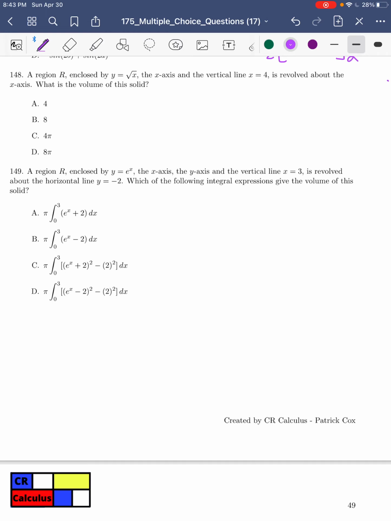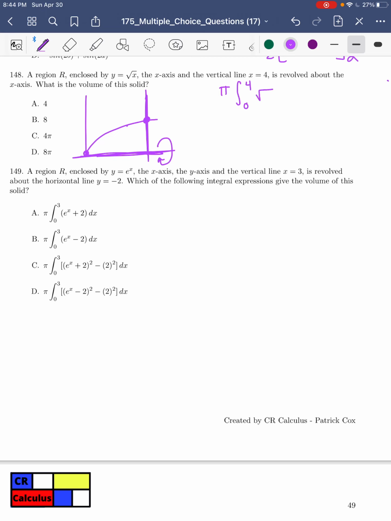All right, 148. So we have a region. Let's draw it. Here's square root of x, the x-axis, x equals 4. And then they tell us it's revolved around the x-axis. So obviously I'm going to be doing a top minus bottom here. This is just going to be a disk method. So I'm going to have pi on the outside from 0 to 4, because obviously this point here is 0. This x equals 4 tells us it ends at 4.